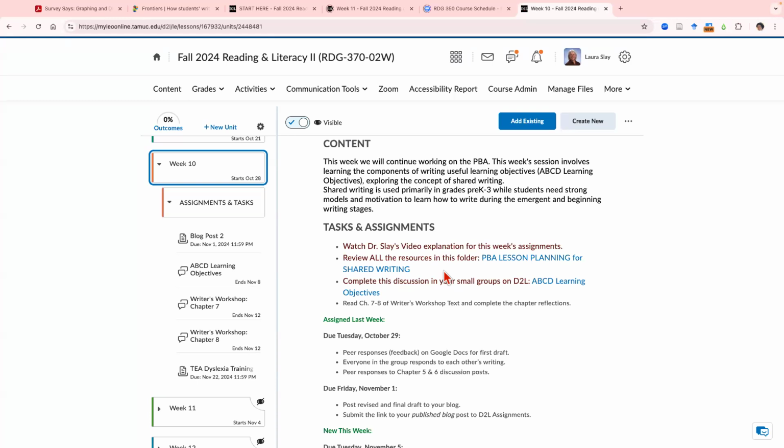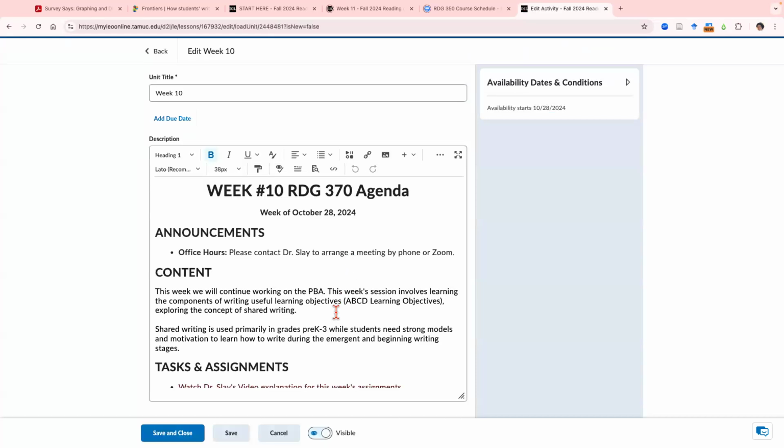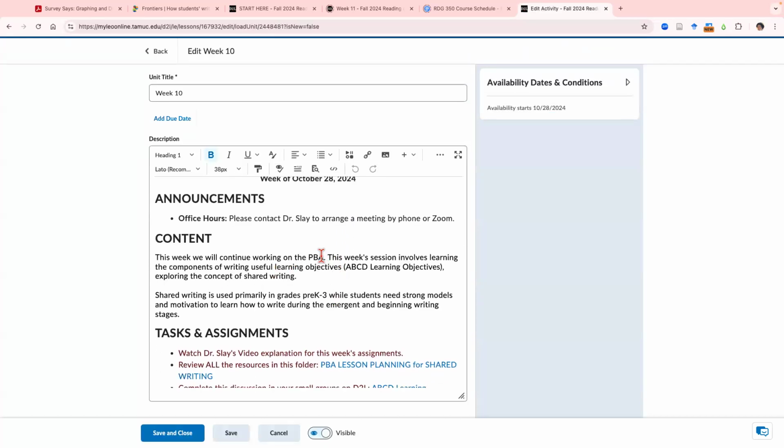You've already done the context for learning, so that's a good start. And this time we are going to be working on writing learning objectives. So this week involves learning the components of writing learning objectives. I erased something last night and I forgot to erase both words. So let me go ahead and edit this in front of you. This is the writing process in place. Hold on, let's see. This week, we will continue working on the PBAs.